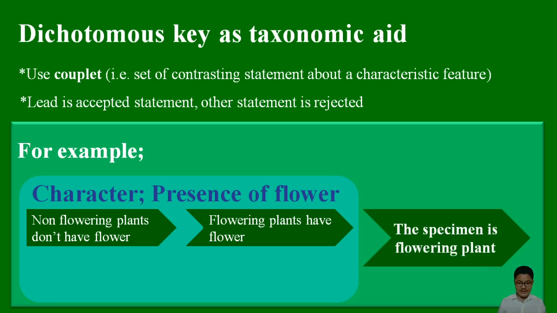So the accepted statement here is flowering plants have flower. So rejected here is non-flowering plants don't have flower. So the rejected statement is rejected, and our interested statement, that is flowering plants have flower, is called the lead. This is a character which is accepted. So that is the accepted statement. Is it clear? Hope you have understood easily with this illustration.